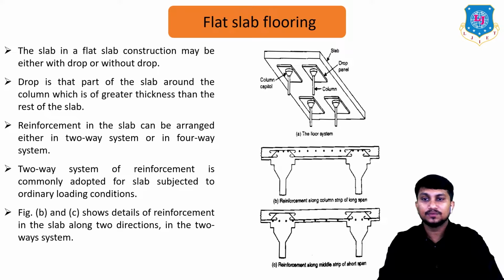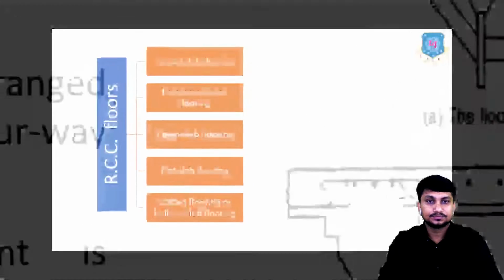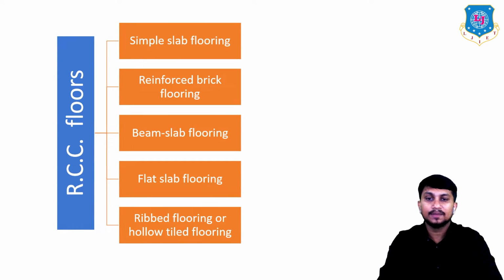Two-way system of reinforcement is commonly adopted for slab subjected to ordinary loading conditions. This figure B and figure C show the details of reinforcement in slabs along two directions in two-way systems. That's all about flat slab flooring. The fifth type of RCC floor is rib flooring or hollow tile flooring.